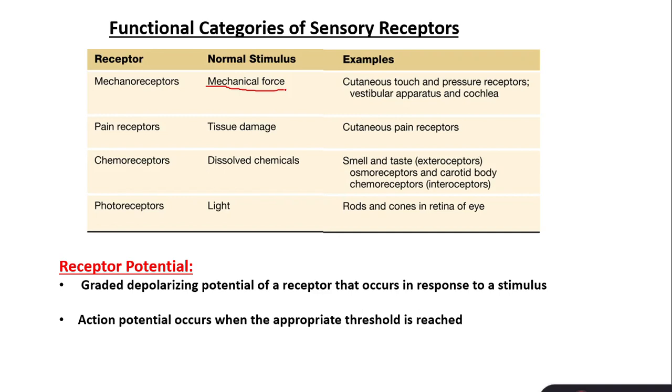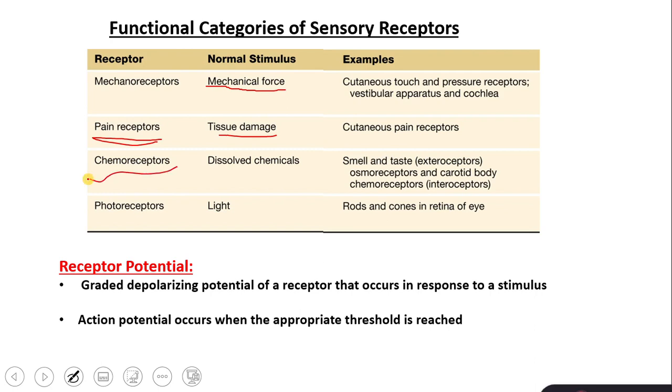There are pain receptors that respond to tissue damage, and they are found in the skin. Like if you put your fingers on the surface of a hot stove, the pain receptors will get that, and the signal goes to your brain, interpreted as pain.